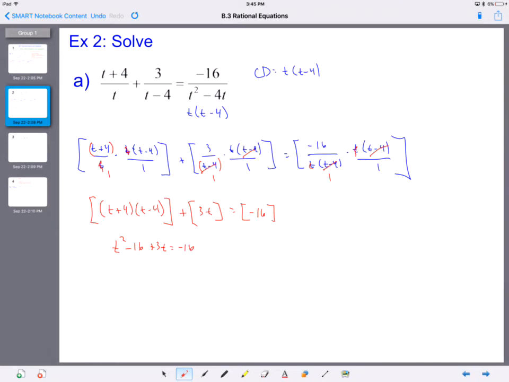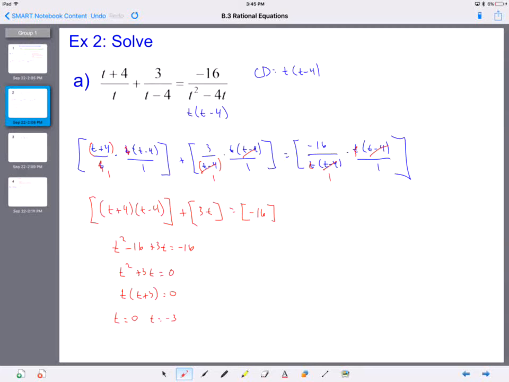It's a quadratic. Last one was linear. This one's a quadratic, so we set it equal to 0. Add 16 to negative 16 and you get 0 there. So that makes this a little bit easier because now we can factor out a GCF. And we get 2 possible solutions.